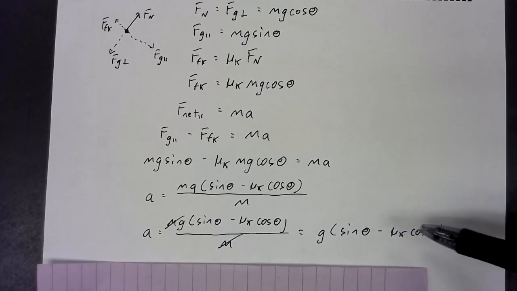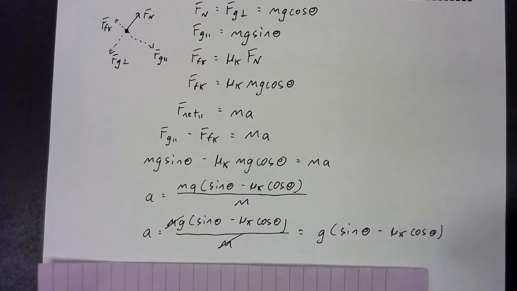We know that the net force comes from the parallel component of gravity and the friction force, and then we divided by the mass and we found that it canceled. So that's an expression for our acceleration.